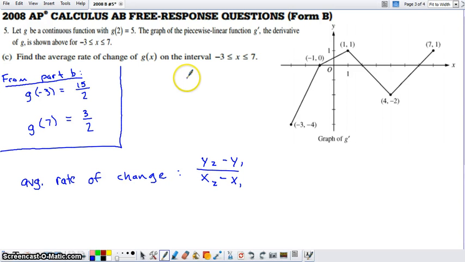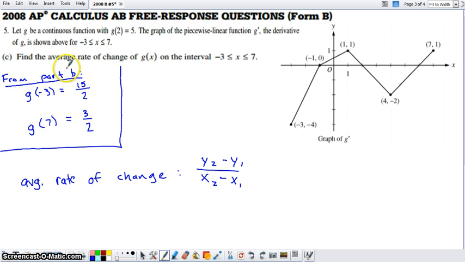So in this video we should be able to wrap up the last two pieces of problem number 5 from the 2008 Form B of the AB Calculus exam. And what I did to start things off here was I stole some work that we had done in Part B in the previous video. We determined in Part B that g of negative 3 is 15 halves, and we determined also that g of 7 is positive 3 halves.